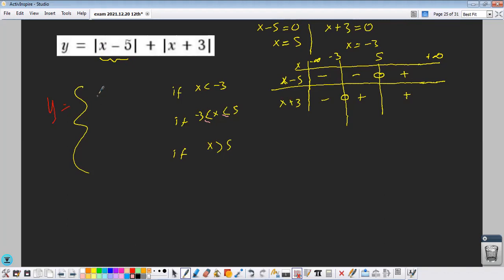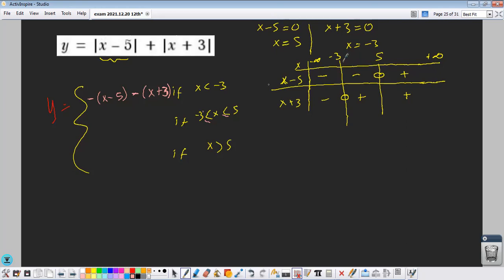Now, for the first case, when x is smaller than minus 3, both of them are negative. Once you remove the absolute value signs, you should multiply by another minus. Since there is a plus in front of the second one, I can directly insert minus here, minus x plus 3. The minus comes from the calculation, and since there is a plus in front, plus times minus is going to be minus.